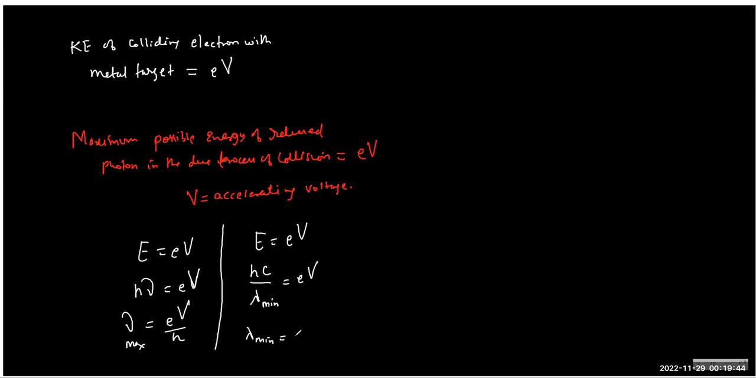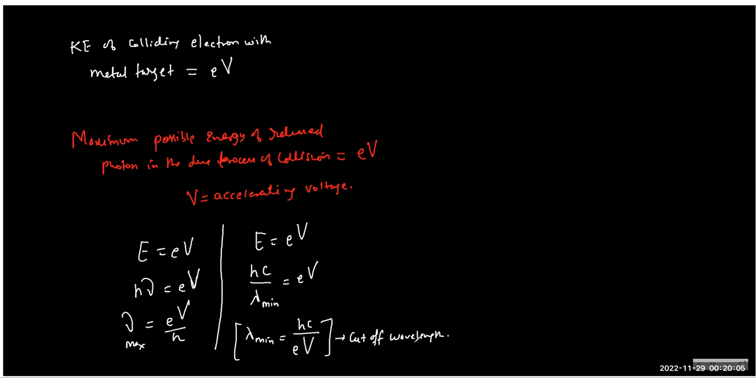HC by how much is? Oh, I made a mistake. No, that's correct. So it is HC by E. This minimum wavelength is called cutoff wavelength. I'll come to that also.